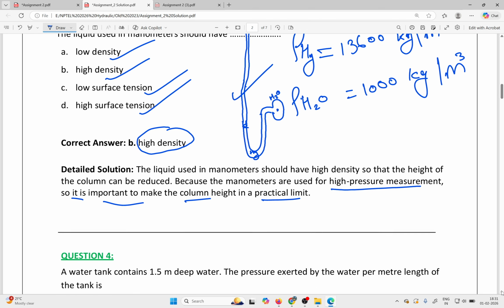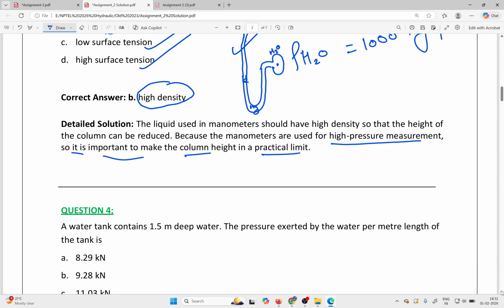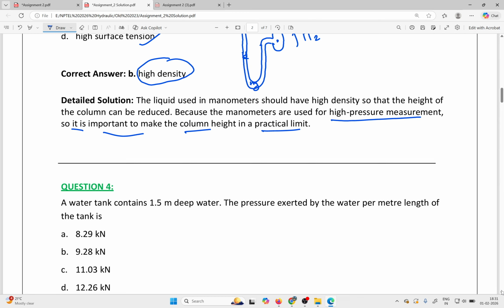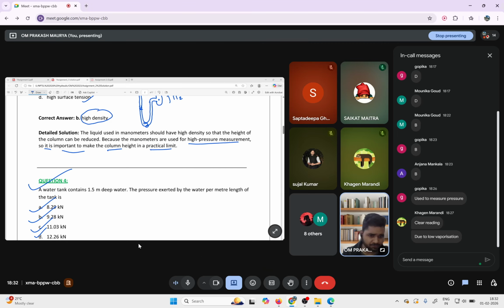Question number 4. A water tank contains 1.5 meter deep water. The pressure exerted by water per meter length of the tank is: option A 8.29, option B 9.28, option C 11.03, option D 12.26. So now please try to write your answer in the chat box for question number 4.